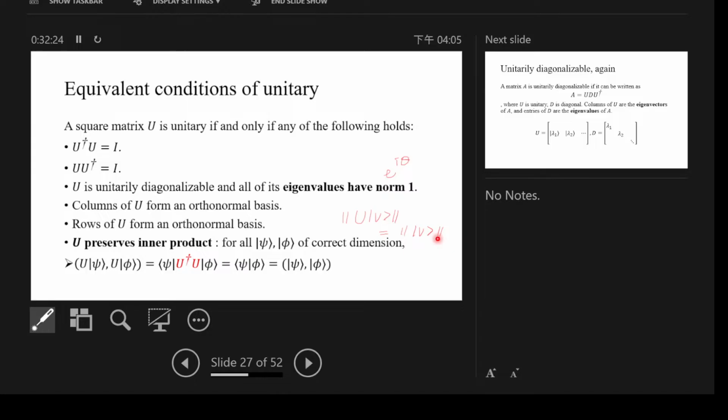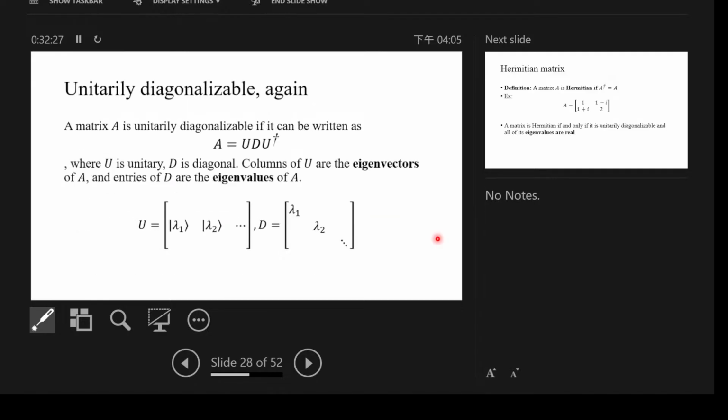Any questions? No? Okay, then we go back to unitary diagonalizable. And now we go back to say why unitary diagonalizable is called unitary diagonalizable, because it's diagonalizable with a unitary matrix. So matrix A is unitary diagonalizable if you can write it as three matrices multiplying together. A unitary matrix U, then times a diagonal matrix D, so this is the diagonalizable part, and then U dagger, the dagger of this unitary.